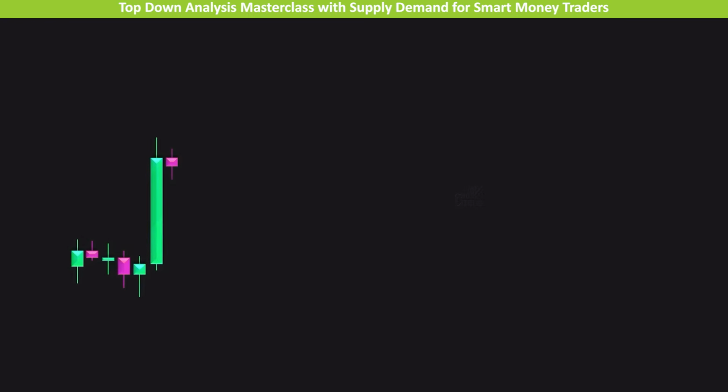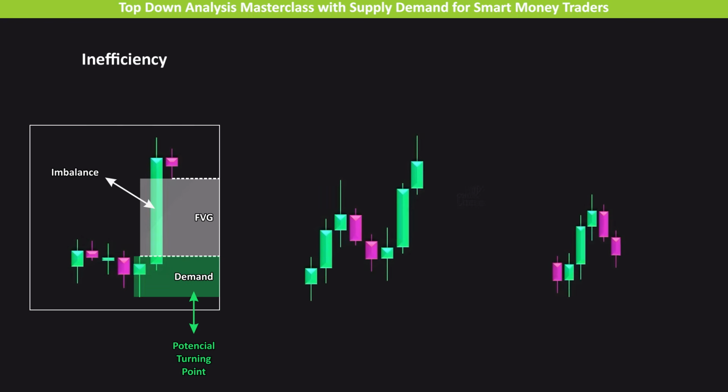Inefficiency occurs when price leaves a zone with strong momentum, creating an imbalance between buying and selling pressure. This is often visible through fair value gaps formed between candles. These gaps suggest that there was insufficient opposing pressure at that level, which reinforces the strength of the demand or supply zone.